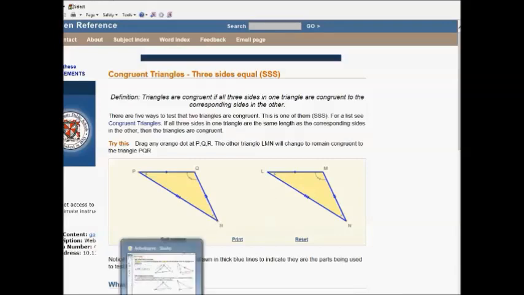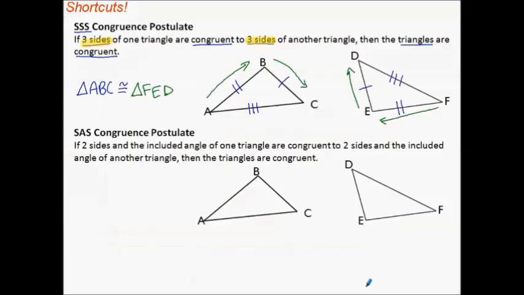Let's go back to our list of postulates and theorems. Now we write for short SSS congruence postulate, but remember what that means. Side, side, side. Three sides congruent to three sides. Similarly, the SAS congruence postulate, or the side angle side congruence postulate, says that if two sides and the included angle of one triangle are congruent to two sides and the included angle of another triangle, then the triangles are congruent. Well, what does that mean? Two sides and the included angle.